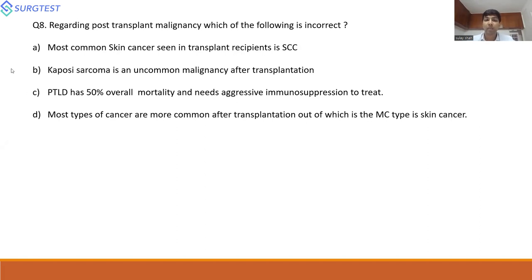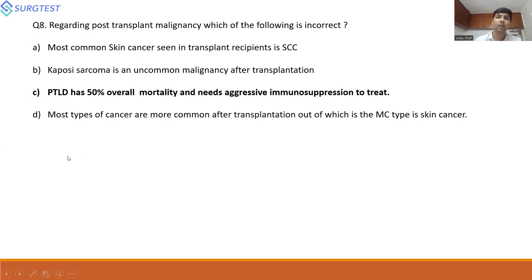So let's go one by one. Malignancy post-transplant is extremely common, primarily because of the immunosuppression. The most common type is SCC of the skin. So option A is right, and option D is right. Now, overall speaking, Kaposi sarcoma is an uncommon malignancy after transplantation. That is a correct statement. Yes, it seems counterintuitive, but the incorrect statement is C.